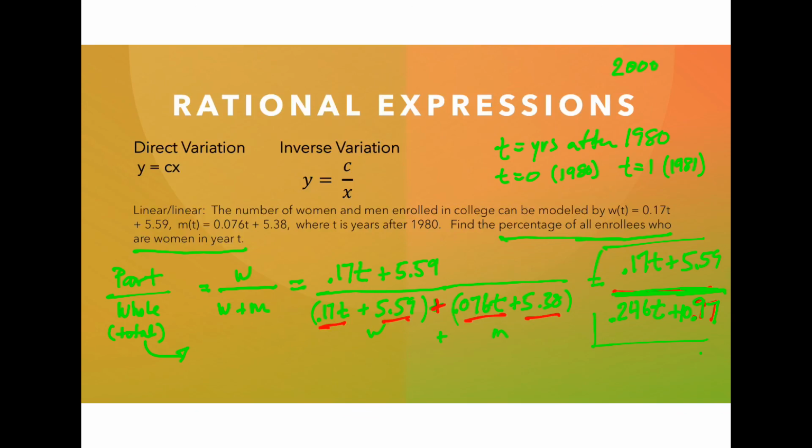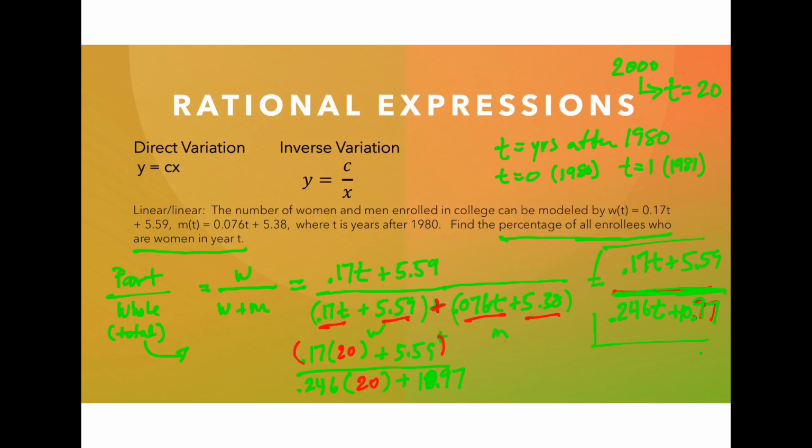So with time we like to give it this starting point. So the year 2000 would be t equal to 20, because the year 2000 is 20 years since 1980. And so if I plug in 20 there, I have 0.17 parentheses plus 5.59, and down here we have 0.246 parentheses plus 10.97, and of course we're going to plug 20 in there, so I'm going to put 20 here, and we want to work this out.